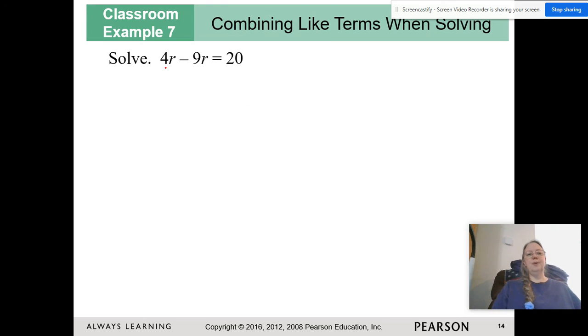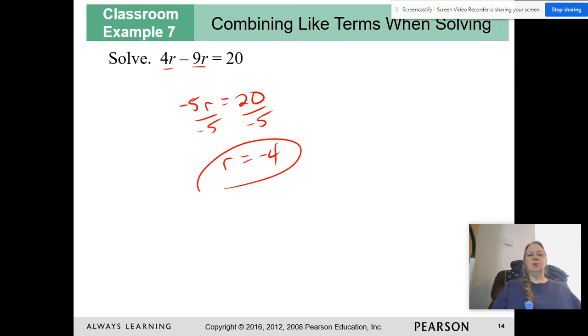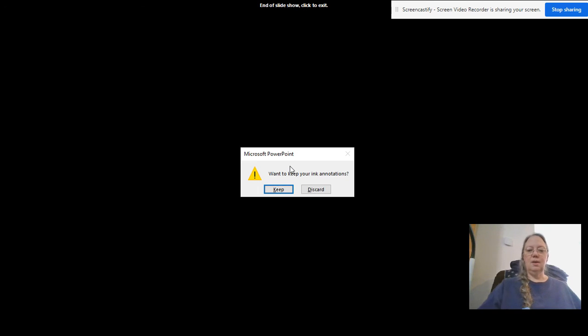Okay, again, we have two different variables. We have to combine like terms before we can do anything else. So 4 subtract 9 will give me a negative 5r is equal to 20. We're going to divide by negative 5, and we get negative 4. And there you go.